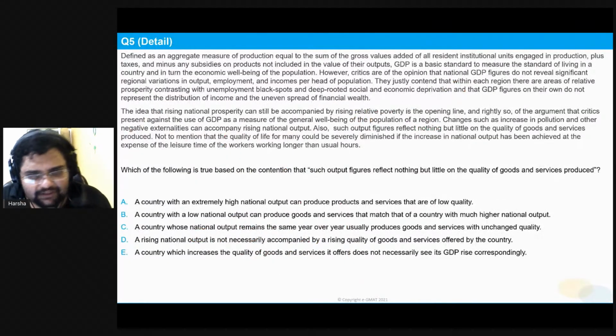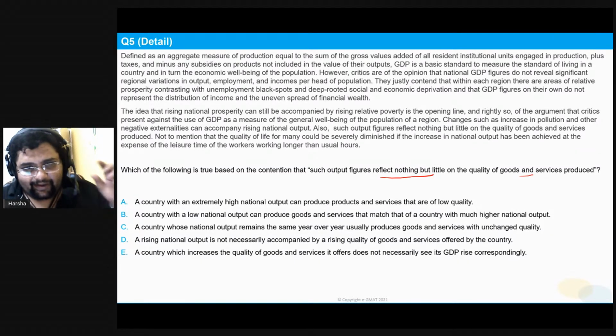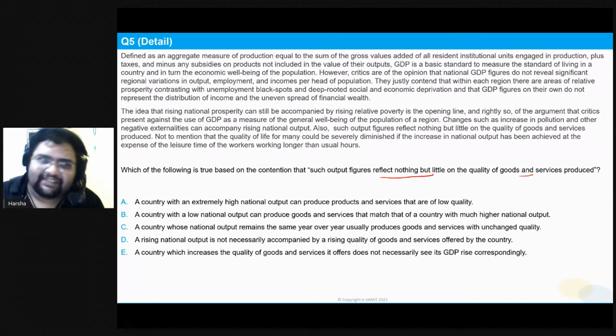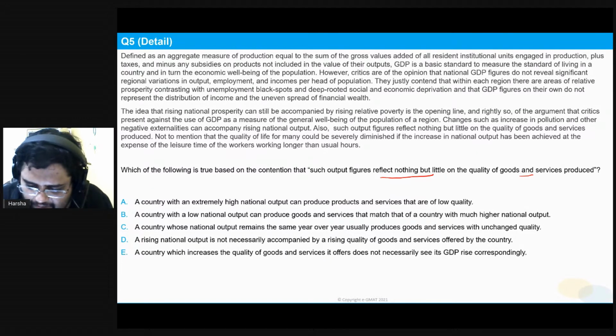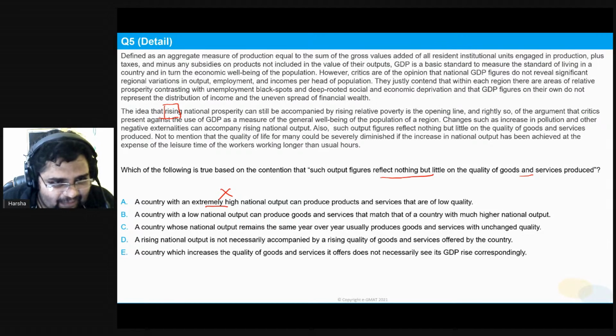Which brings us to the last question, last and sweet question. Which of the following is based on the contention that output figures reflect nothing but little on the quality of goods and services? If you understood what "reflect nothing but little" is, now you know what I mean by that. Based on one, you cannot say anything about the other. That's what it means. And if you notice that this entire paragraph is talking about rising national prosperity, not extremely high. You don't know anything about extremely high national output. You don't know anything about extremely low national output.